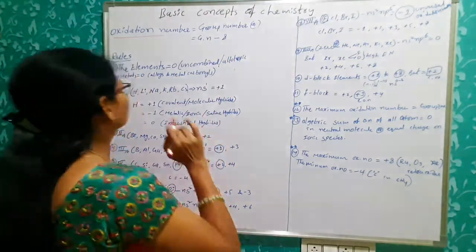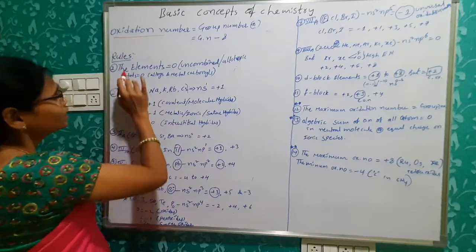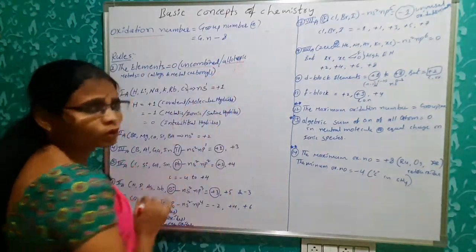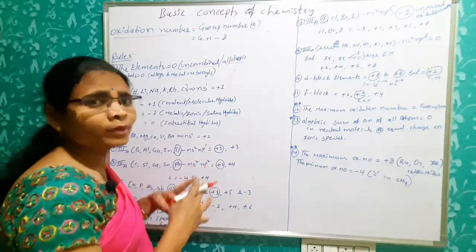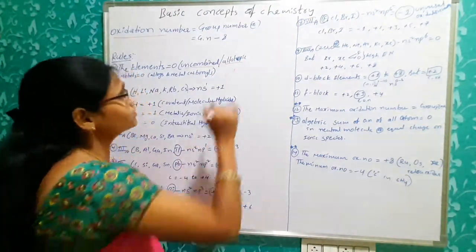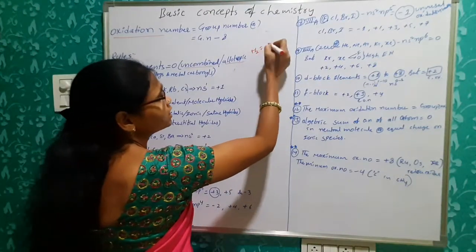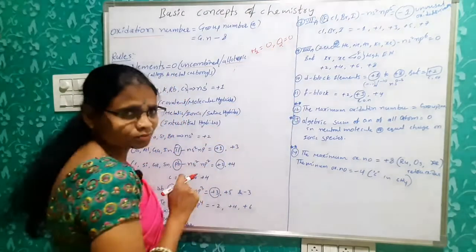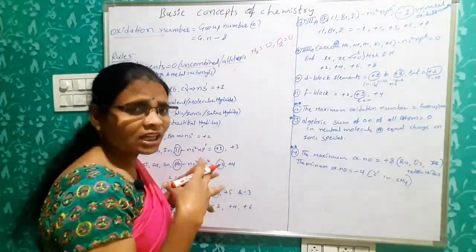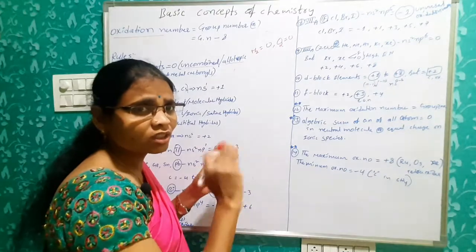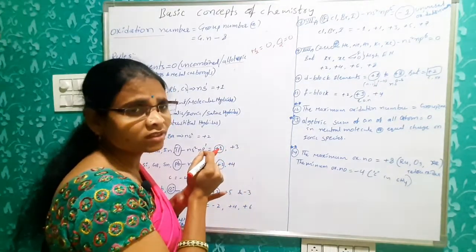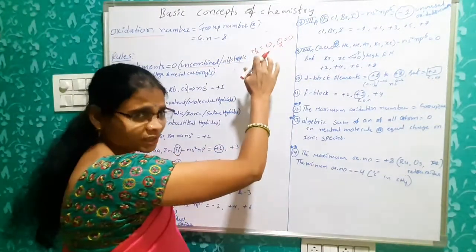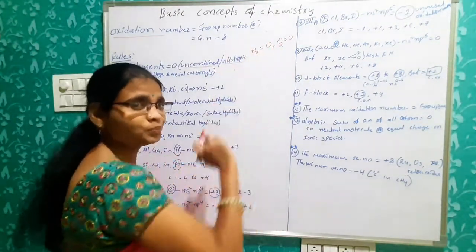Now, the first rule: elements show zero oxidation state in the uncombined state and in allotropic states. Uncombined state means elementary state. For example, hydrogen in the elementary state has oxidation number 0. O2 in the elementary state has oxidation number 0. They combine with their own atoms, so there is no difference in electronegativity between them. That's why there is no loss or gain of electrons, and in the elementary state the oxidation number is 0.